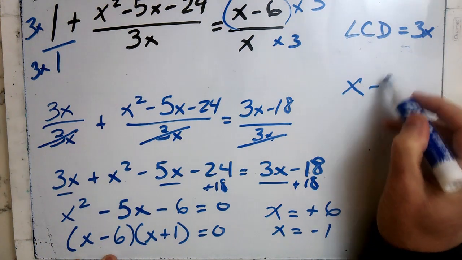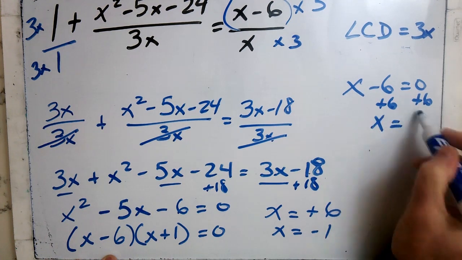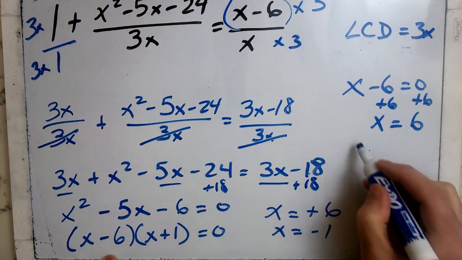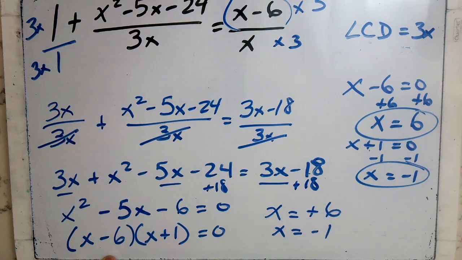So x minus 6 equals 0. I'm going to move the 6. And for this one, x plus 1. So that's where I got my two answers from. Do not take these numbers, always flip them and get your answers.